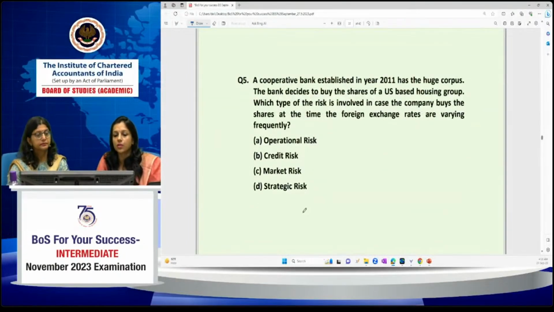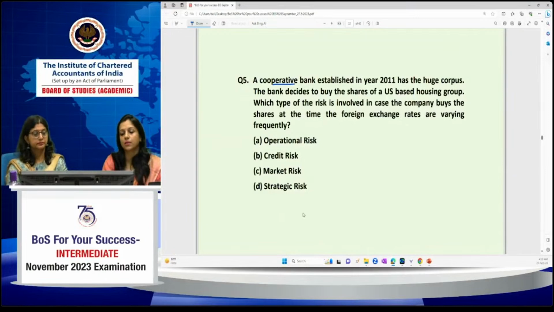The next question comes. A cooperative bank established in the year 2011 has a huge corpus. The bank decides to buy the share of a US-based housing group. Which type of risk is involved when the company buys the share at a time when foreign exchange rates are very frequently changing? So there are certain risks. Again, bank is there. So from chapter number 5, there are certain risks related to the core banking system given: operation, credit, market and strategic risk.